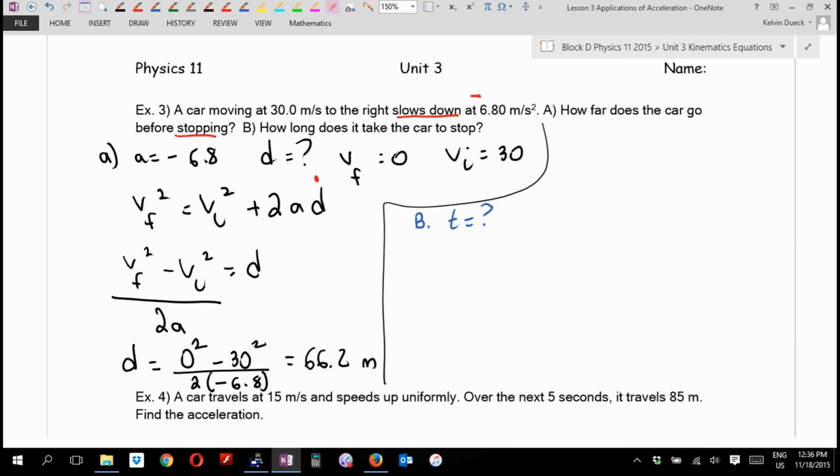Do you think you can rewrite that one in your head and get the T by itself just by looking at it? Yeah. Go ahead. VF minus VI divided by A. With authority, not A. A. Get a little nerdy adrenaline rush there. Wasn't that nice?